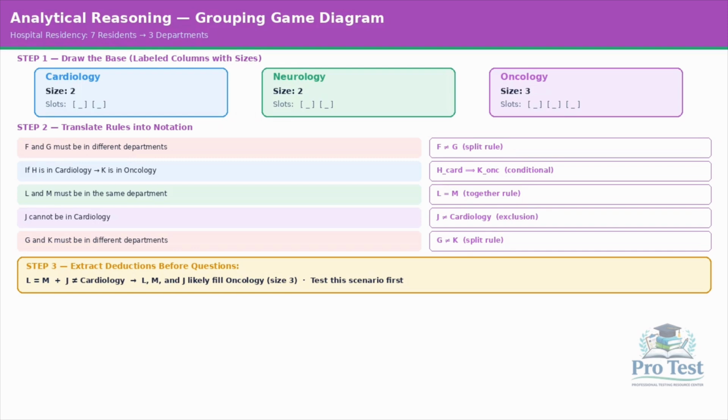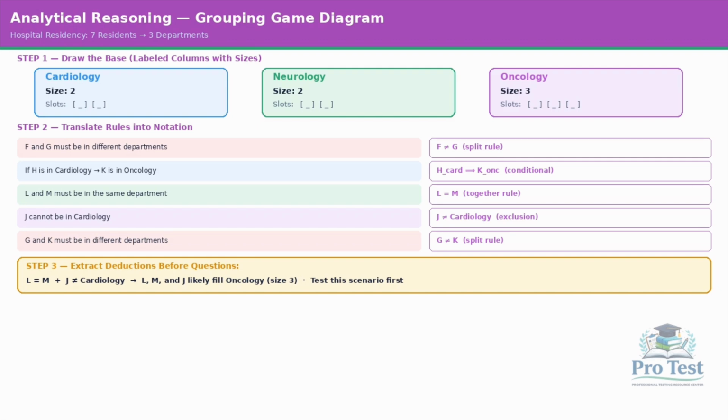Step 1. Draw your base as labeled columns representing each group, with the required size noted at the top of each column. Step 2. For each rule, create a shorthand notation. If F and G cannot be in the same group, write F/G, meaning they are split. If H is in cardiology, implies K is in oncology, write it as a conditional. H card arrow K onc.